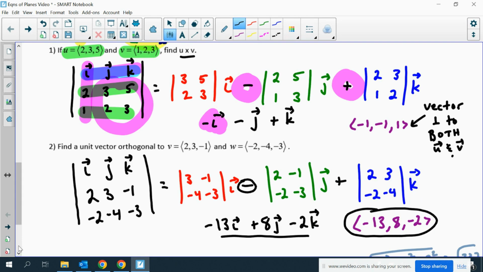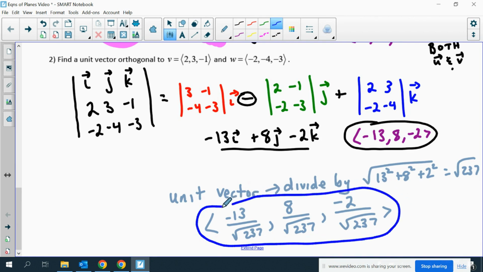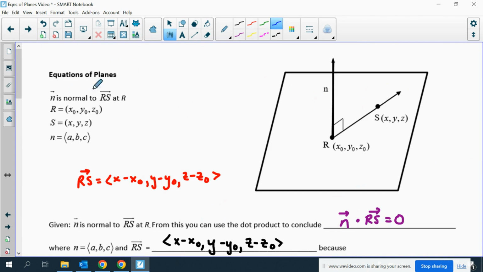And then we need to find a unit vector, so we divide by the magnitude of this new vector. So our unit vector is negative 13, 8, negative 2, all divided by root 237. So you just find a unit vector the same way you always do, dividing by the magnitude. Now let's say we want to find the equation of a plane. So we use all this stuff that we just learned in order to find the equation of a plane.